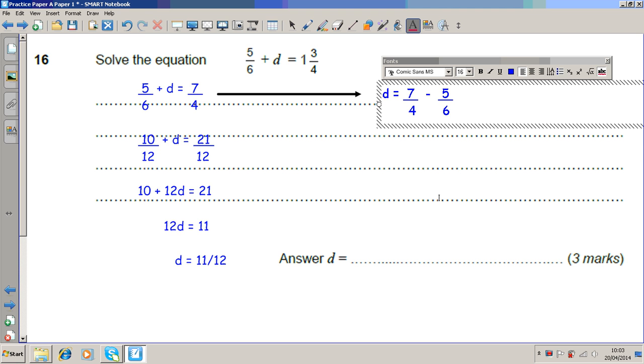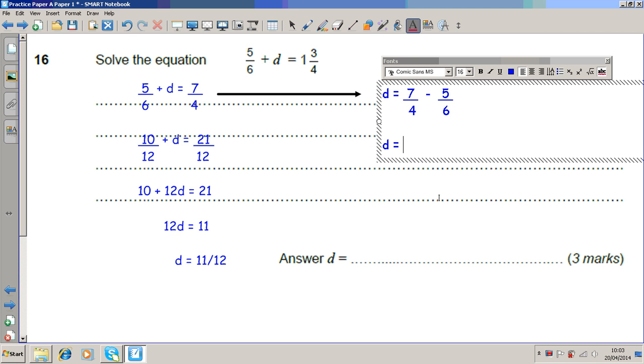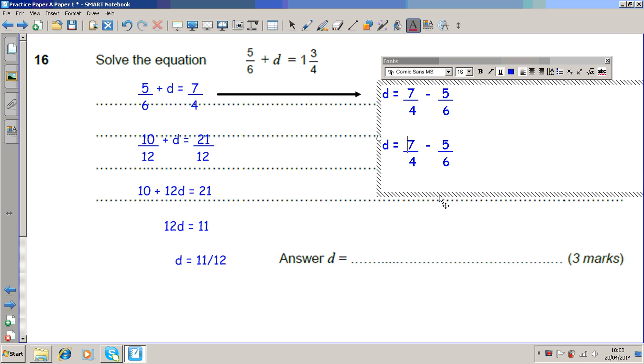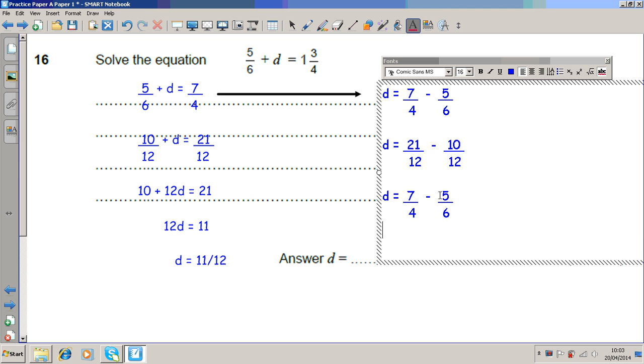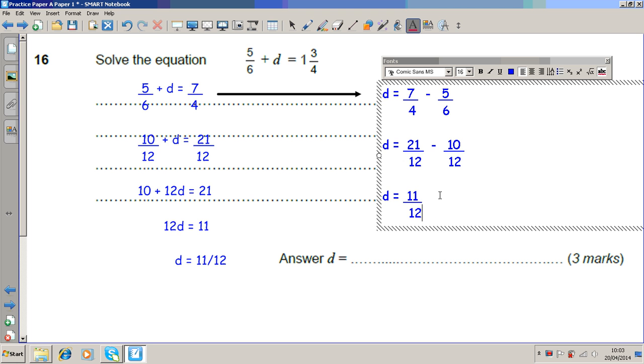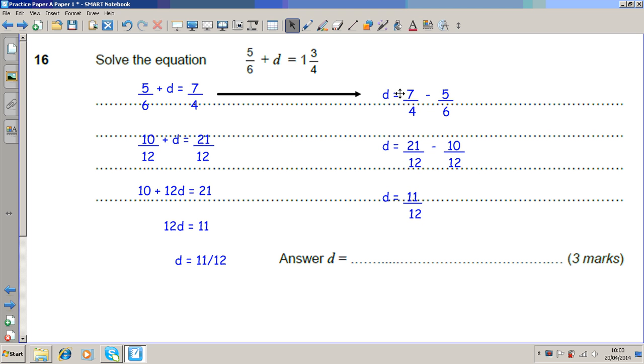So now you've got yourself a fraction question to do. 7 fourths minus 5/6. So you can make that over 12, making that 21. Make that over 12. And then 21 take 10. It's 11 over 12. So a couple of ways of doing that one. That's a tricky question.